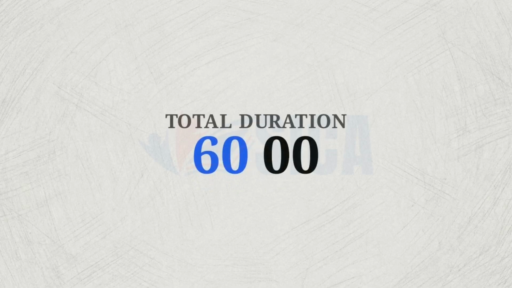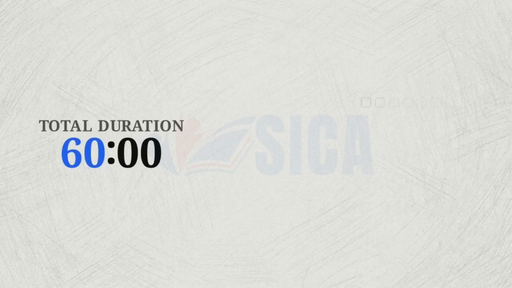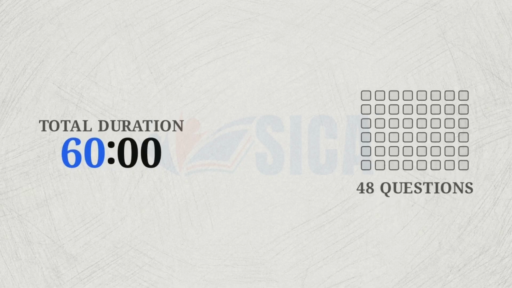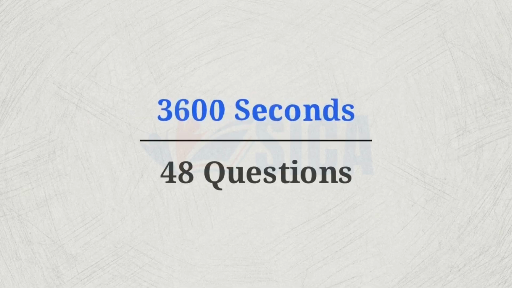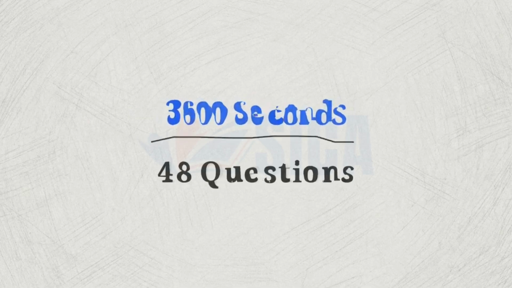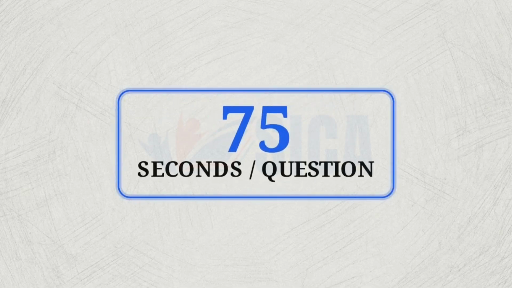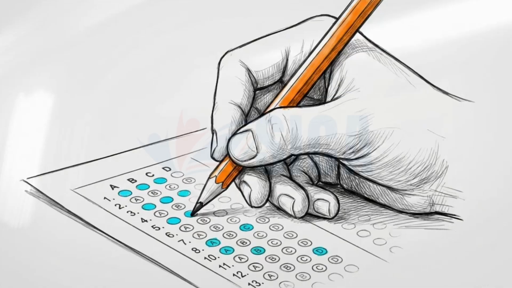This diagram shows a digital clock counting down from exactly 60 minutes. In that time, you have to solve 48 multiple-choice math problems. Do the division, and the structure of the CSCA Mathematics assessment becomes clear. You have an average of exactly 75 seconds per question. Extreme efficiency is the only way through the paper.